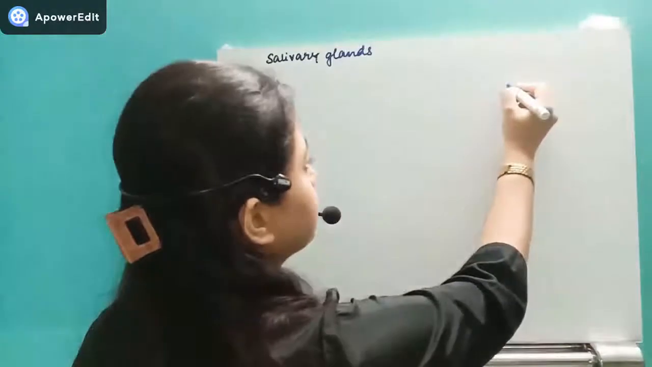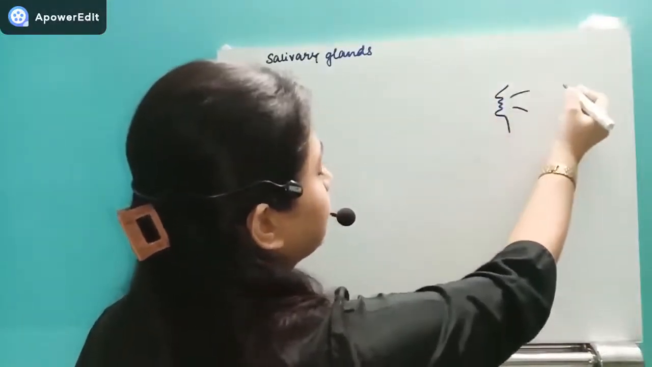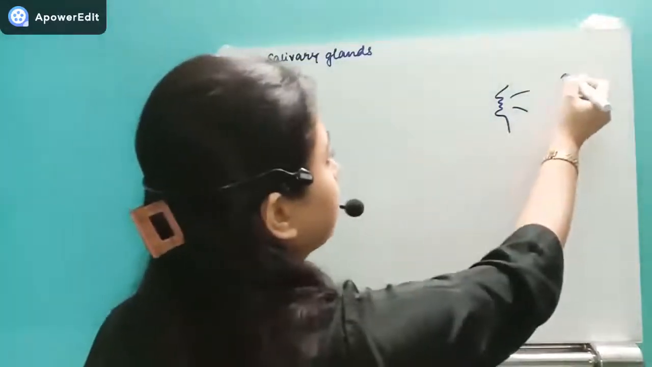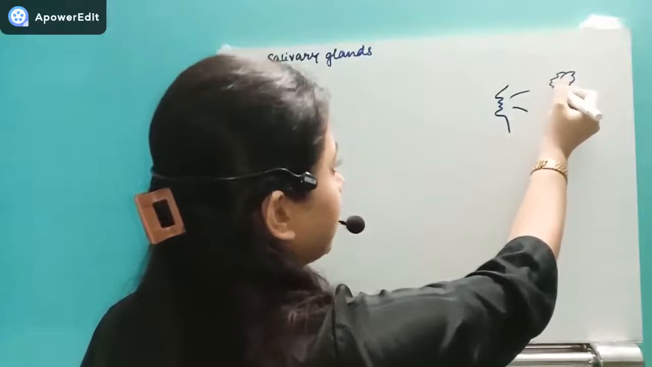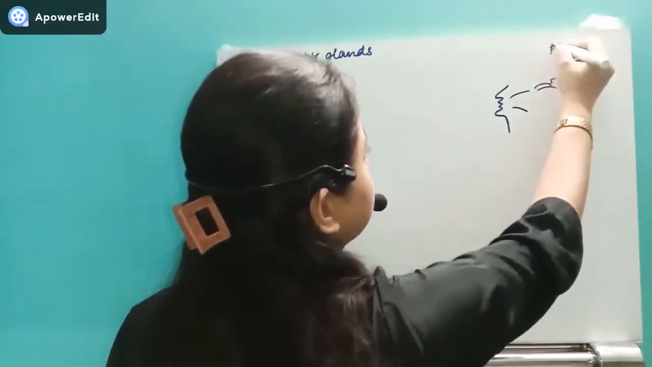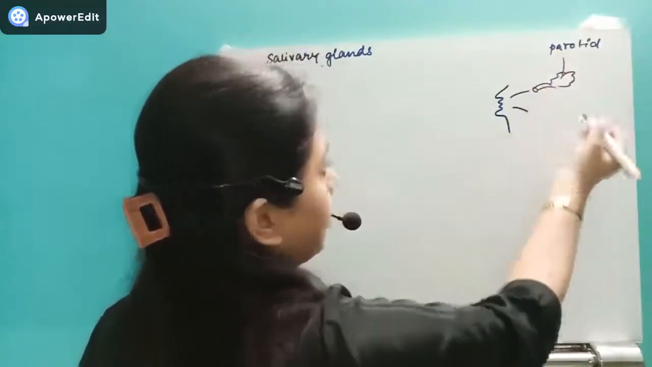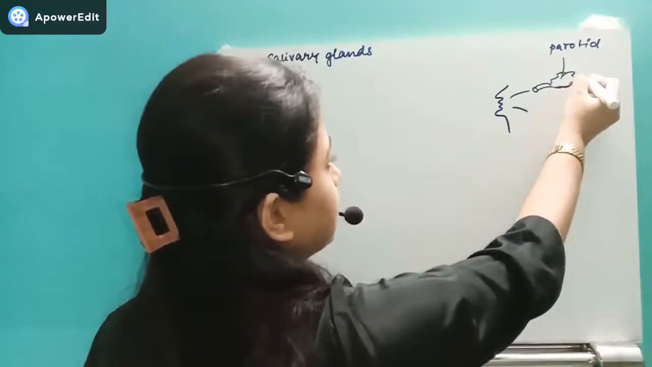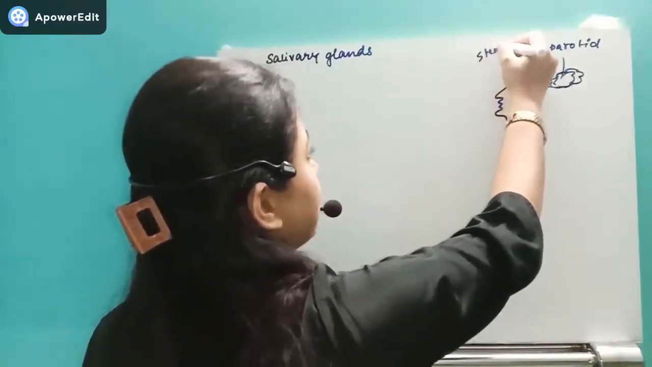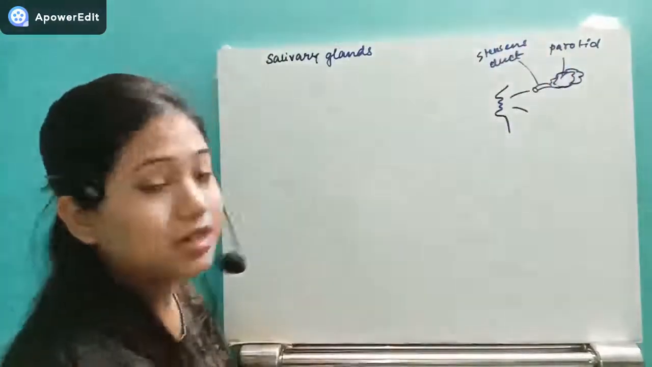So first of all, this is our buccal cavity. In the buccal cavity, just above the earlobe, we are going to have the largest salivary gland. And what is the largest salivary gland? Remember, this is called the parotid gland, and it is going to have one duct. What is the name of the duct? That is known as Stensen's duct. Remember that it is called Stensen's duct.